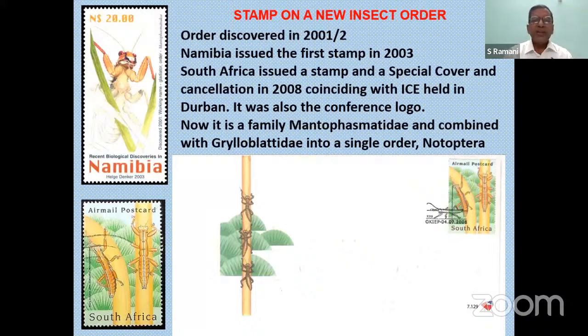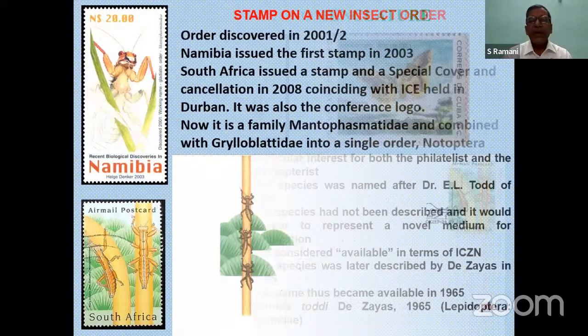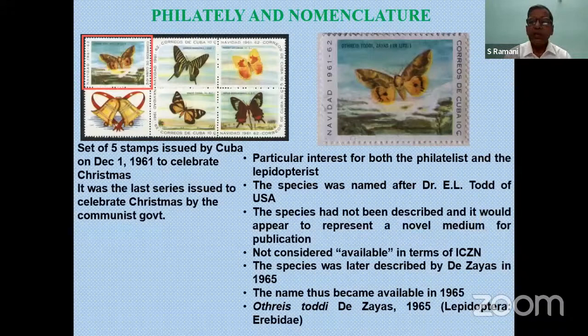This is a very interesting thing. So I will now be trying to tell you something about some interesting aspects that have come out from stamps, both related to scientific discovery as well as some other aspects. I will try to take you through this webinar using some of these examples to tell you about some interesting aspects that have emerged from stamps.